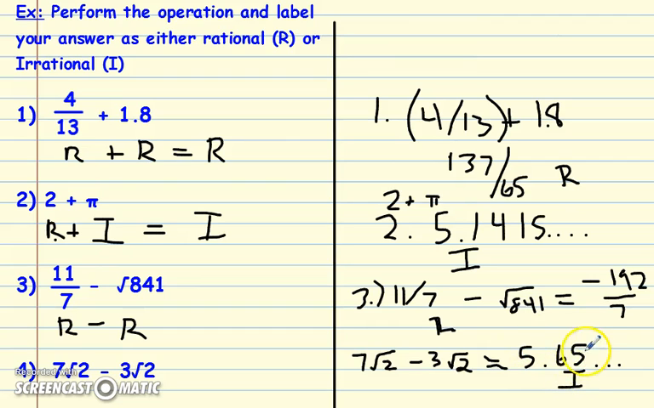Right? And if you wanted more of an exact answer, these actually both have the square root, so you can kind of treat them like variables. 7x minus 3x would be 4x. So 7 square root of 2 minus 3 square root of 2 turns out to be 4 square root of 2, which is equal to 5.65, and it keeps going. Again, an irrational number.